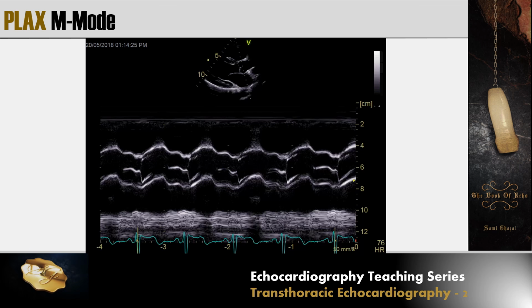Proceed then with M mode acquisition. Acquire M mode in 3 levels. The aortic valve level, so here you will see the aortic cusp coaptation, and you align the beam at the coaptation line.